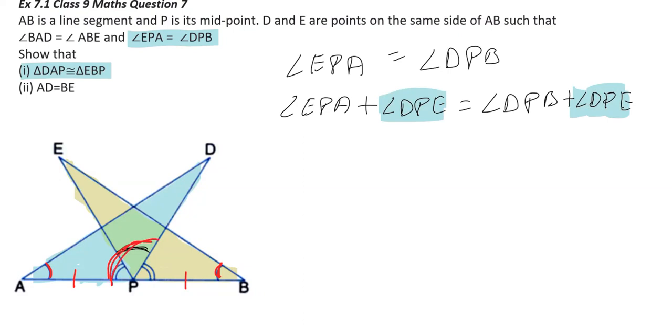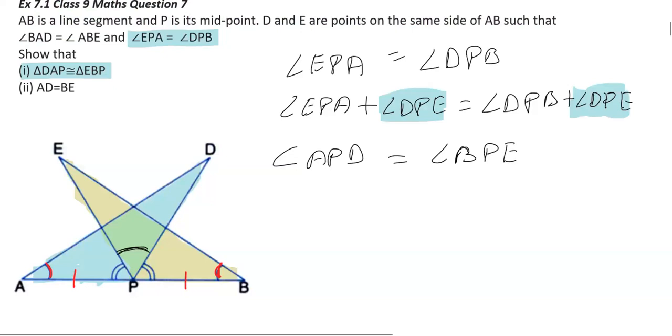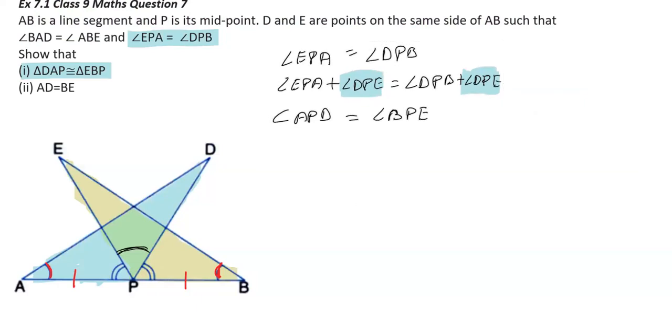So the angle that we will get on the left hand side on adding these two will be this angle APD. And on the right hand side, we'll get this angle BPE. Right? We'll get angle BPE. So now, once we have this information, we can prove the two triangles congruent. So let's mark this as equation 1, the relation that we obtained. And now we'll prove the triangles congruent.